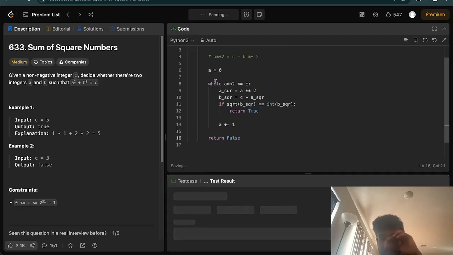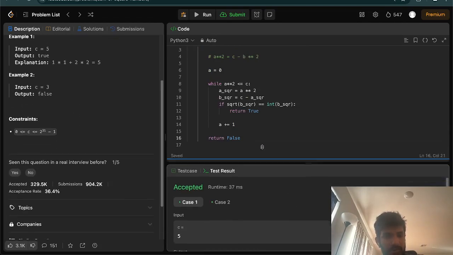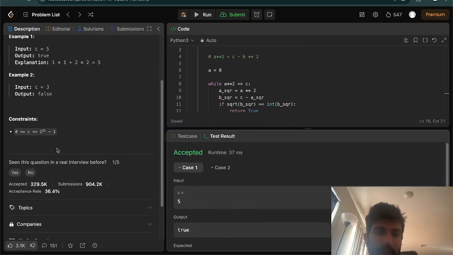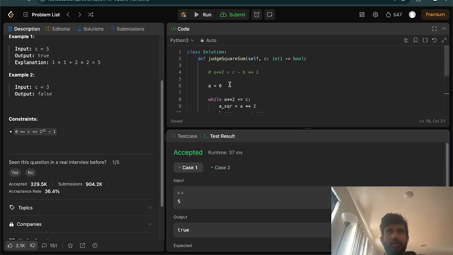This should work because c is a huge number, up to about 10 to the power of 9, or like 10 to the power of 10. But the square root of that would not be so large, like at least half the power of 10.